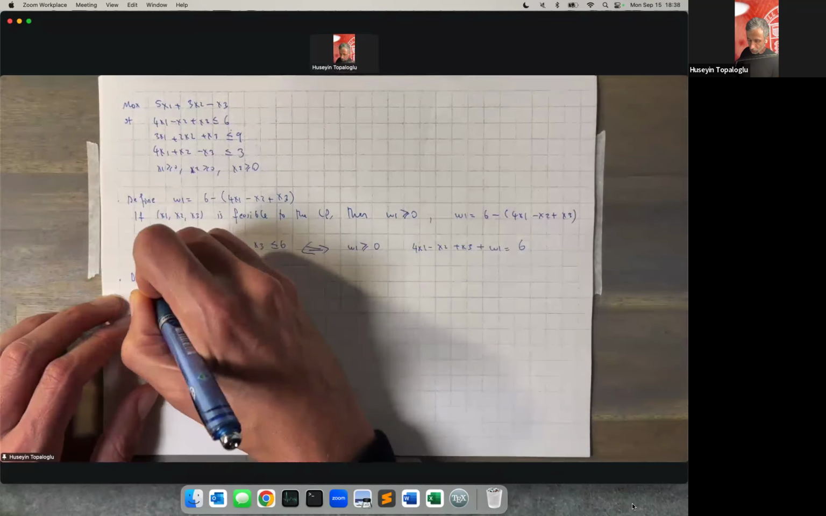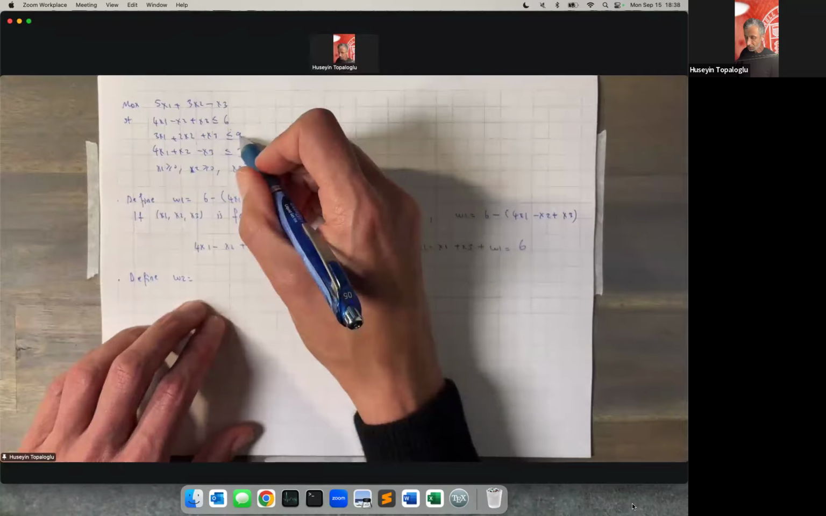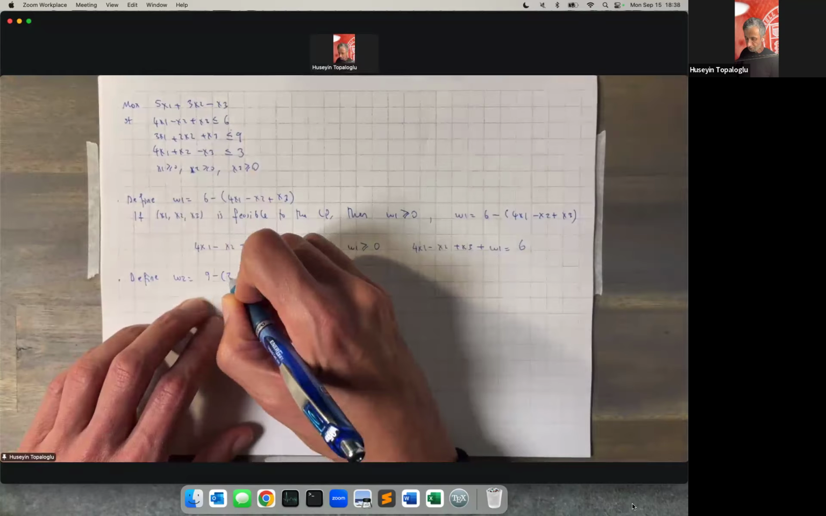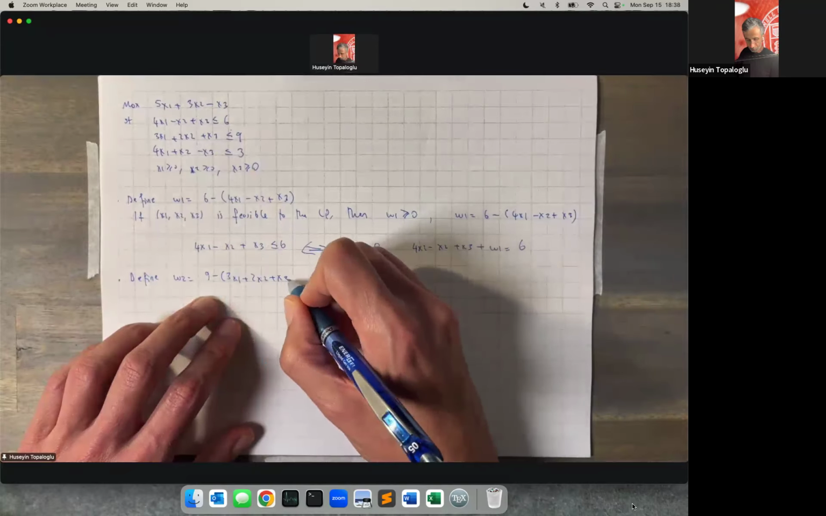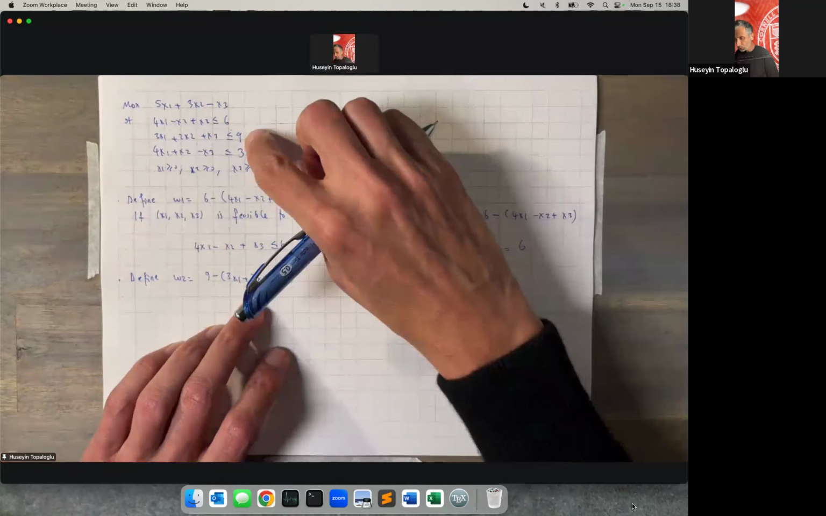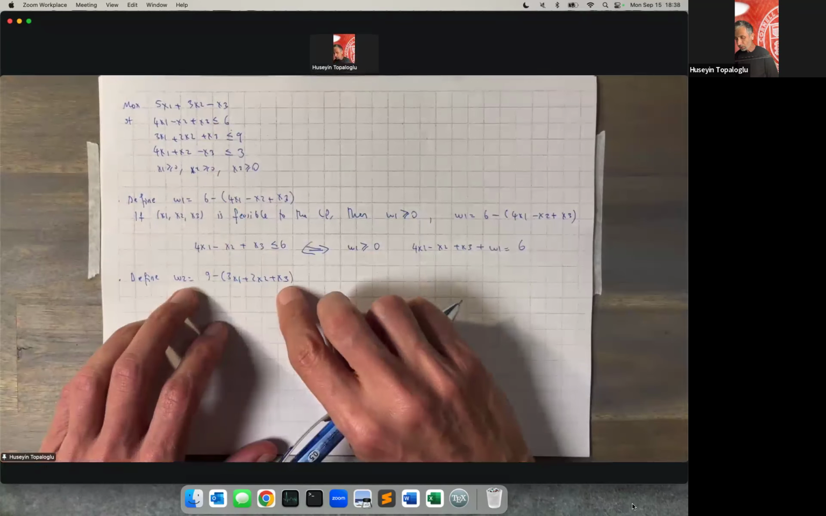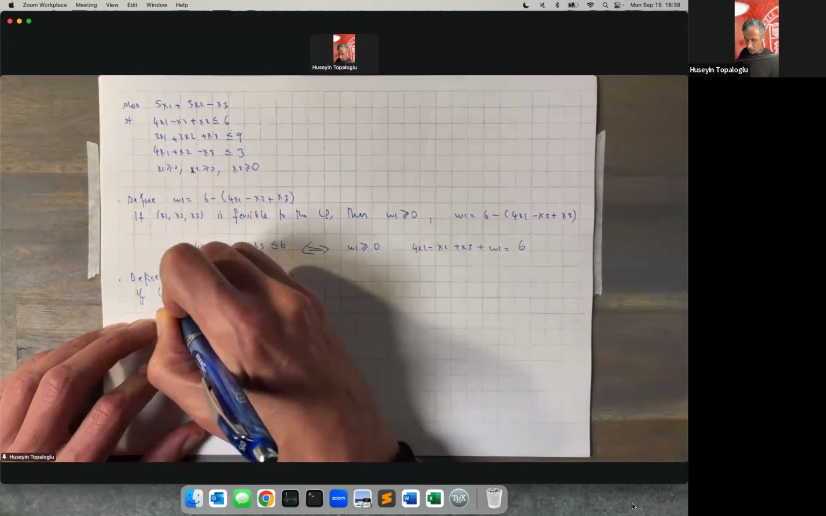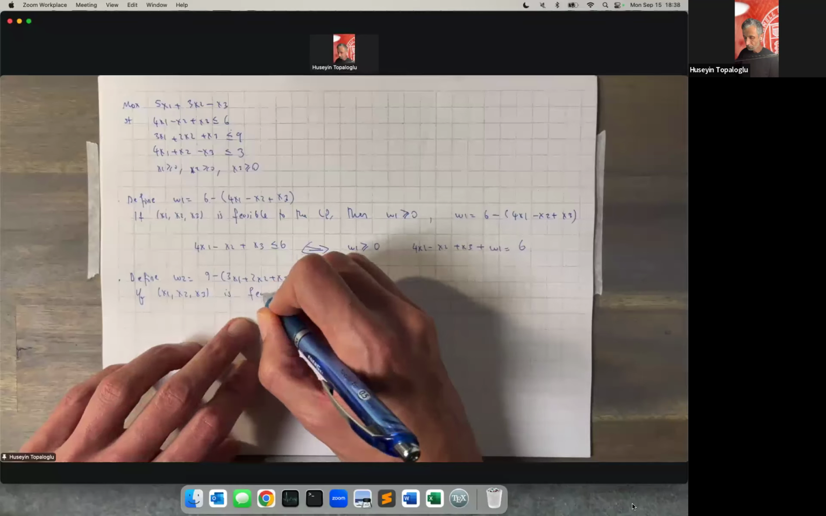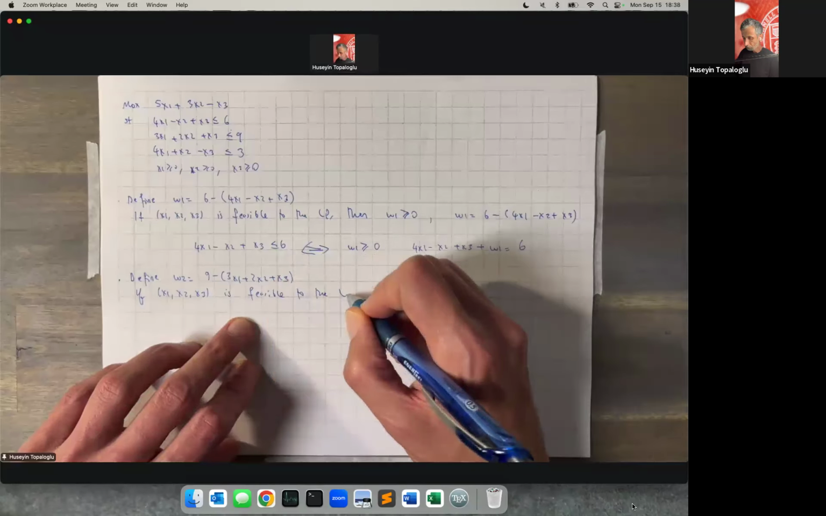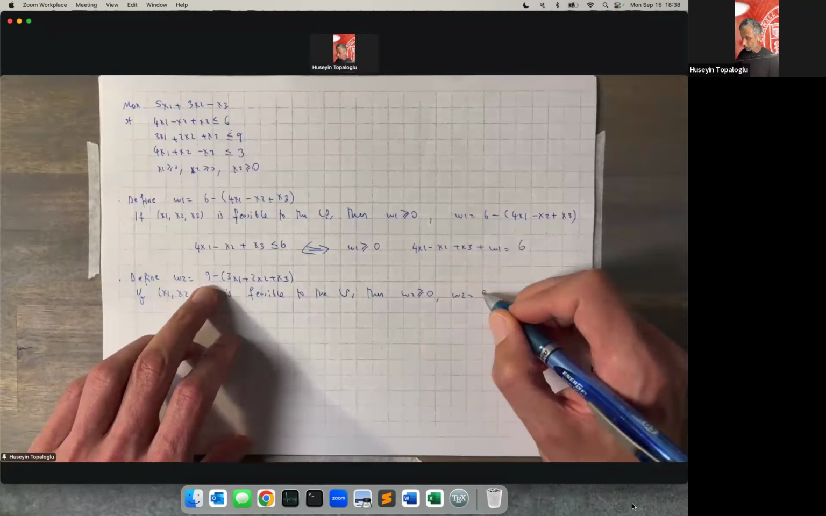Let's play the same game on the second constraint. Let's define W2 to be the amount by which the right-hand side of the second constraint exceeds the left-hand side. If I have a feasible solution to my linear program, the right-hand side of the second constraint is going to be greater than or equal to the left-hand side. So if x1, x2, x3 is feasible to the LP, then W2 has to be greater than or equal to 0, and W2 is defined in this fashion.